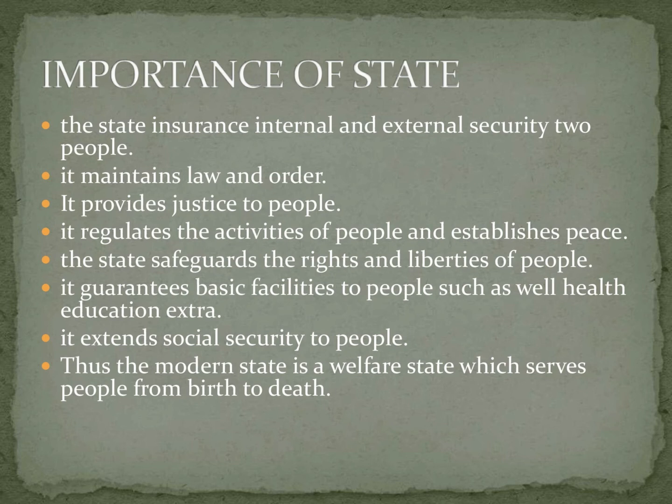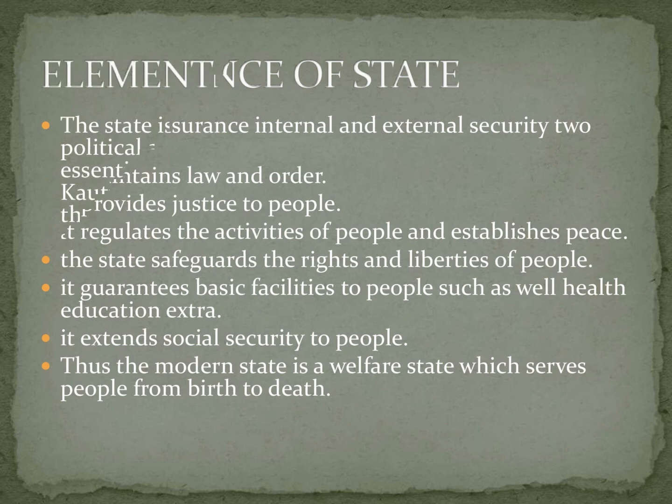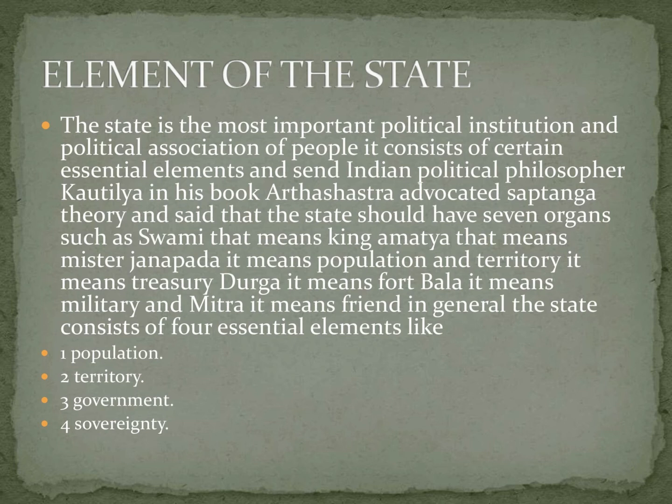Then apart from that, how will the state form? What are the essential characteristic features towards the formation of the state? Being one of the important political associations of the people, it consists of certain essential characteristic features. The ancient political thinker Kautilya, in his book Arthashastra, advocated the Saptanga theory and said that the state should have 7 organs: king, amatya meaning minister, janapada meaning population, kosha meaning finance minister, Durga meaning fort, Bala meaning military, and Mitra meaning friend. These are all essential elements to constitute or form the state.